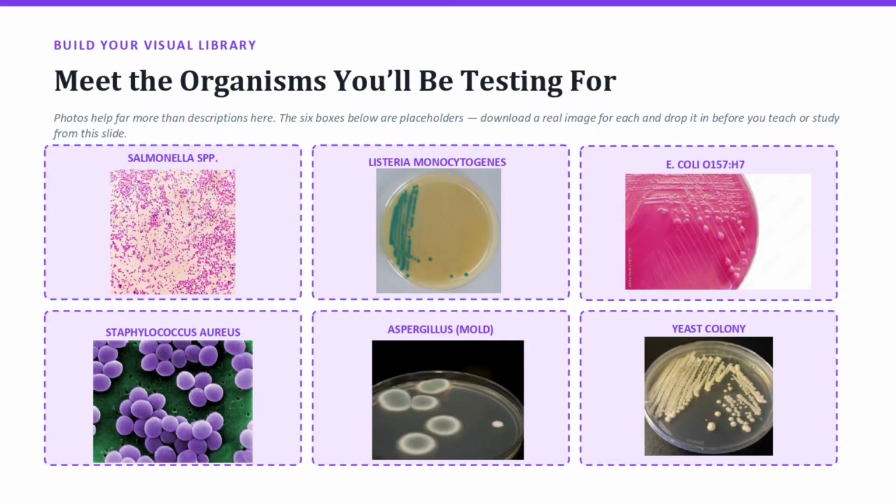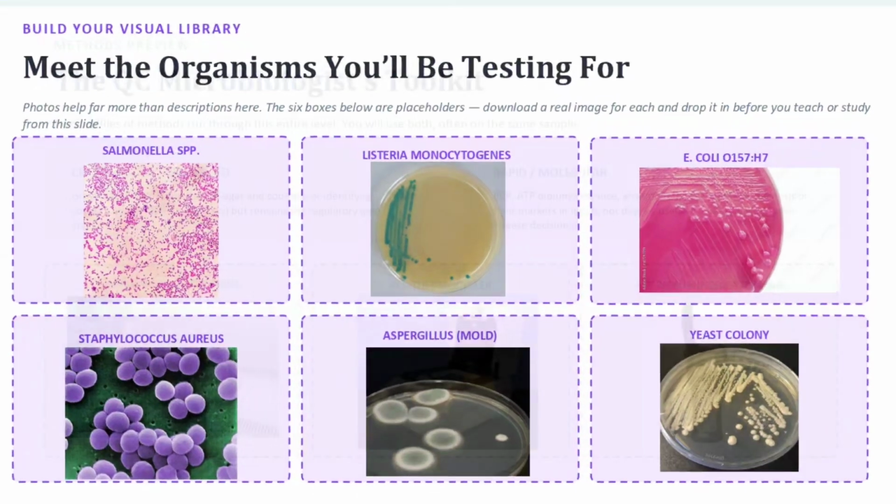And finally, a yeast colony. Notice how cream-colored and smooth it looks, close enough to a bacterial colony that it is genuinely easy to misidentify early in your career. This is not busywork. When you see an unusual colony on a plate 6 months from now, I want your brain to already have a visual reference to compare it against. Reading a description is not the same as having seen the real thing.